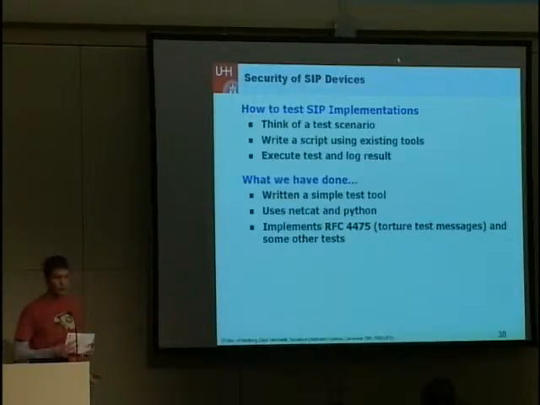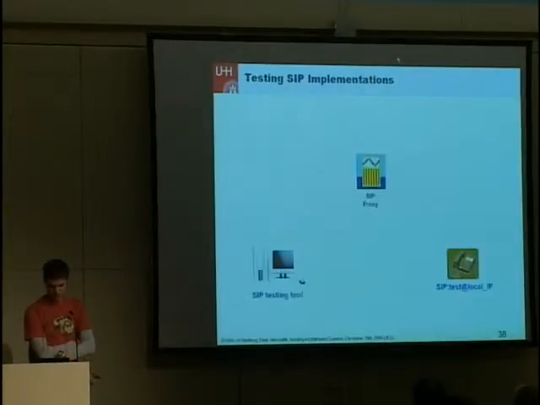So if you're interested and you want to try this out, it's really simple. Think of a test scenario, you write a script using the existing tools, and you execute a test and log the result. And logging the result is really just watching your phones if you want to start. So it's not that hard. What we've done, and I will show you this in the next couple of slides, we've written a really simple test tool that uses Netcat and Python, and we've implemented this RFC. So we can now send these messages to any phone we want and log the result. And the tool also has some other tests I will show you in a minute.